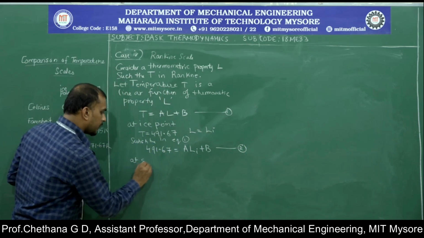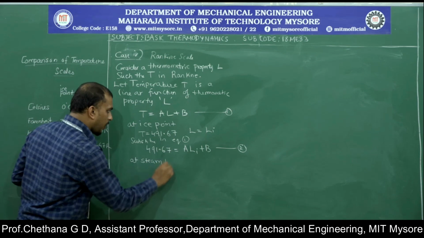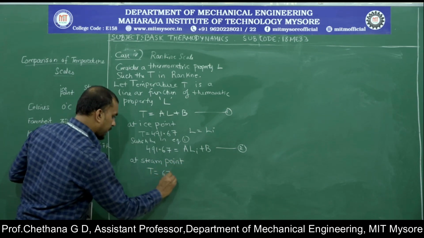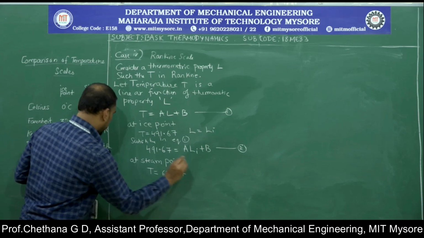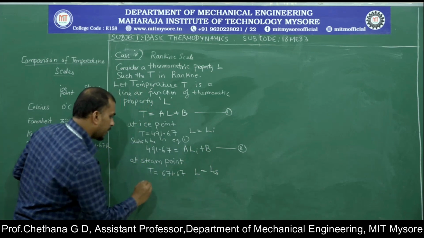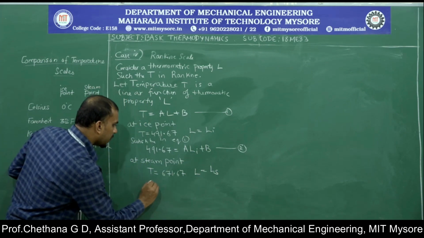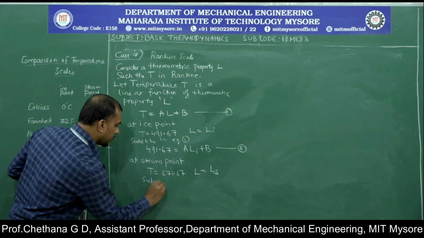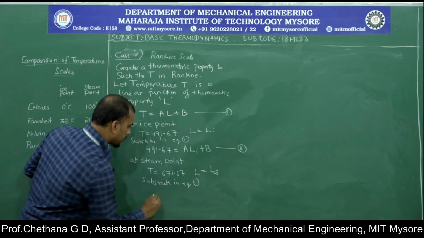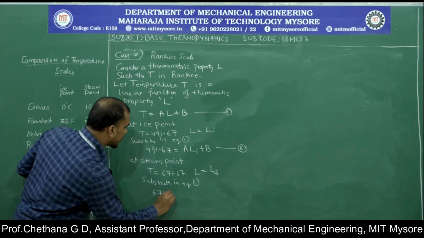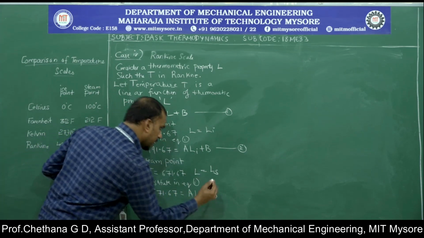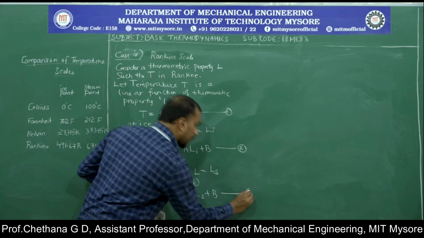Now one more condition we know is at the steam point, T is equal to 671.67 and L is Ls. So we substitute this in equation 1: 671.67 is equal to A Ls plus B. Call this equation 3.